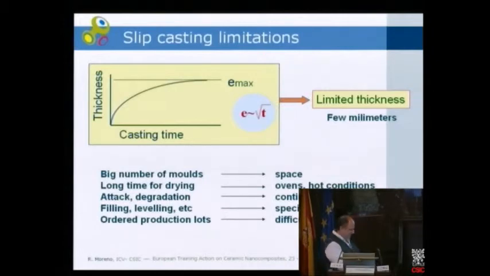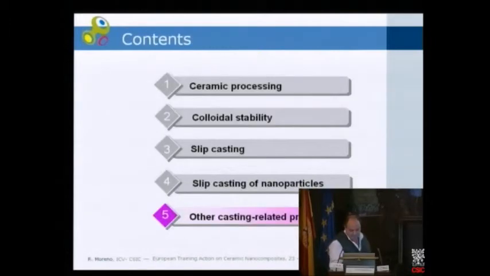There are other problems of slip casting: the necessity of producing a big number of molds, which will require space, as said before, and a long time for drying. Sometimes they use ovens, other times, like in South America, they use 40 degrees C, and it's a problem for the people, but doesn't matter. There is attack and degradation of the molds. For porcelains, the maximum mean life of a mold is 80 times, while for advanced ceramics, it may be 15 or something like this.